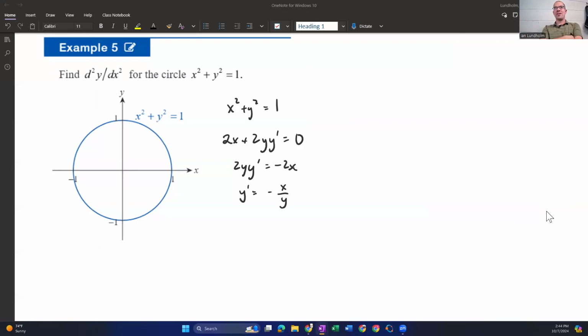Then what we would want to do to get our second derivative is take the derivative of both sides, again, implicitly. So if we take the derivative of y prime with respect to y, we get y double prime.